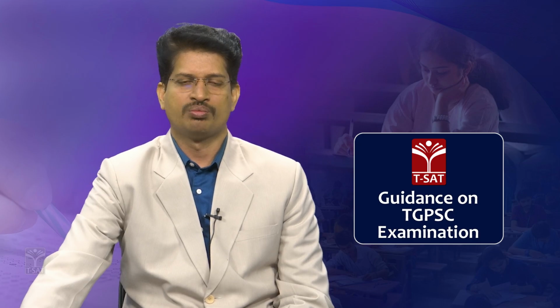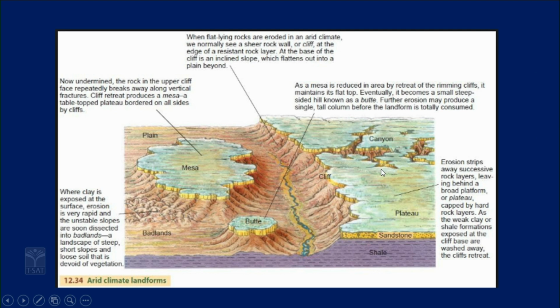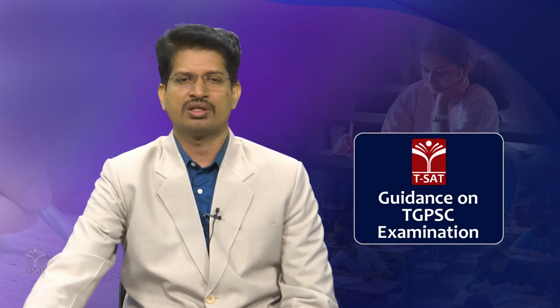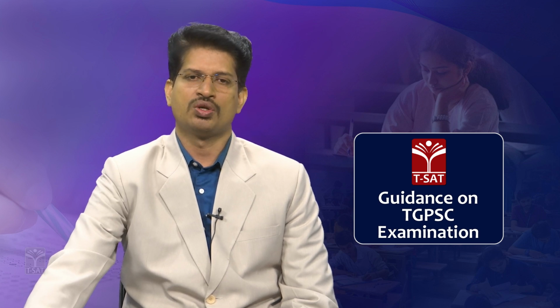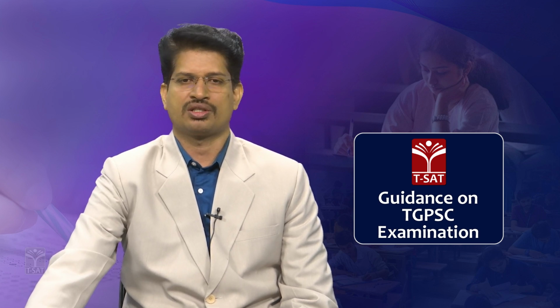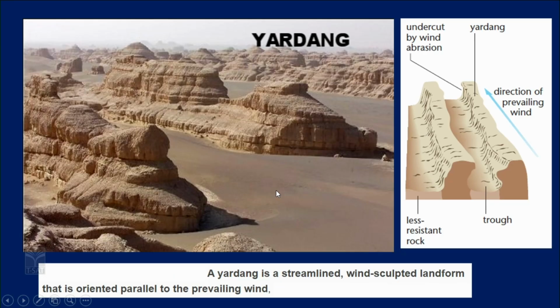So, mesa, butte and plateau are also found in this Aeolian erosion, or in the case of arid erosion in the desert region. A plateau is much larger, a mesa is smaller than a plateau, and a butte is much smaller than a mesa. So, this is also found in Aeolian erosion or wind erosion regions. These are structures which are found in wind erosion.